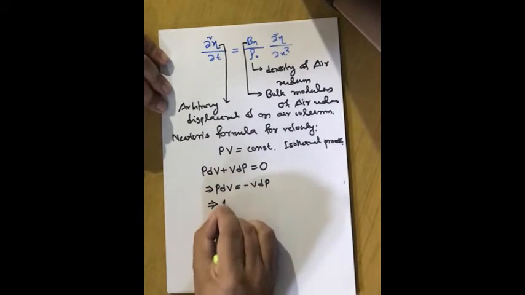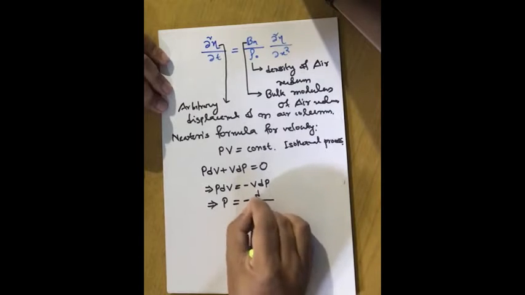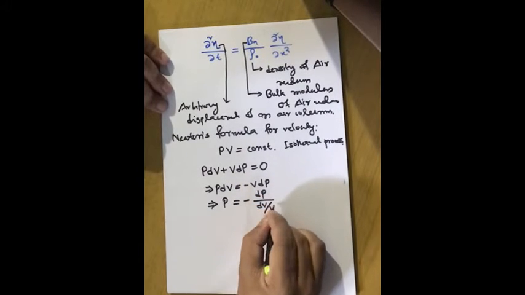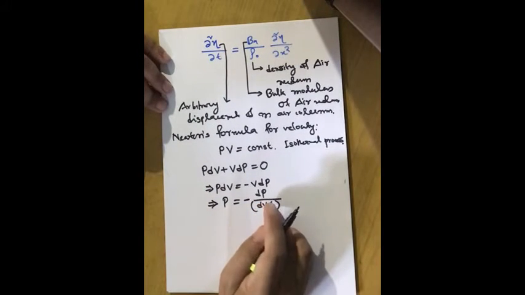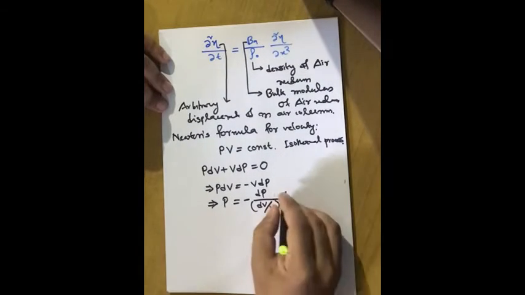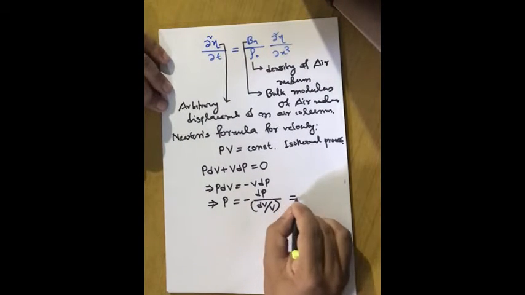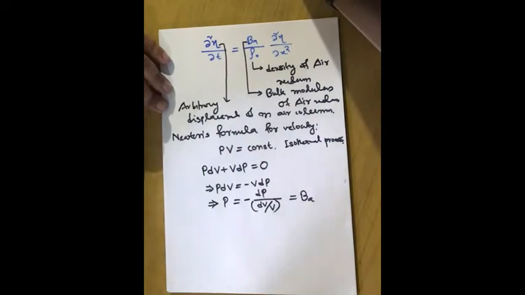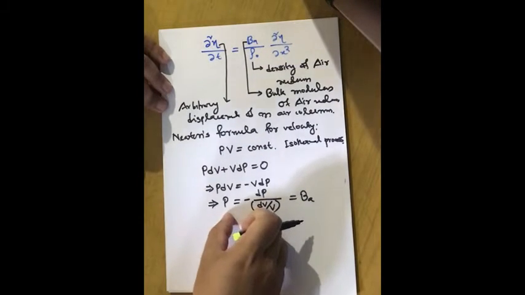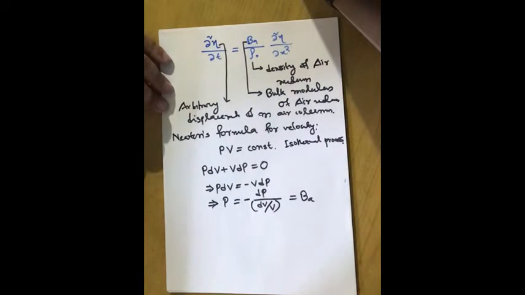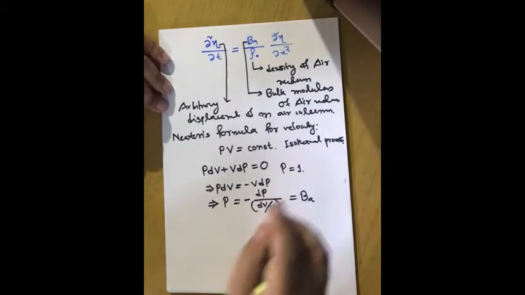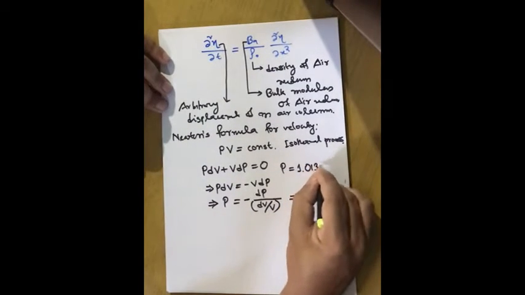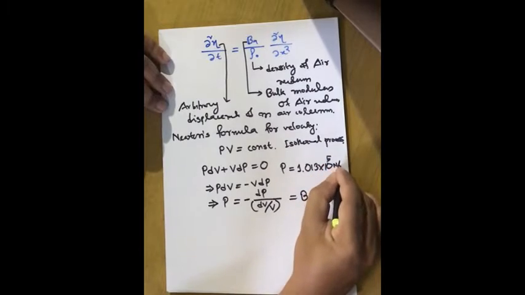Okay, so we can write P = −dP divided by dV over V. We can easily rearrange the terms. So −dP over dV by V, we already know this quantity represents the bulk modulus of the air column, so we can write it as Ba. So this value is equal to P. Now the value of P is nothing but the atmospheric pressure, and its value, if you remember, is 1.013 × 10^5 newton per meter square.